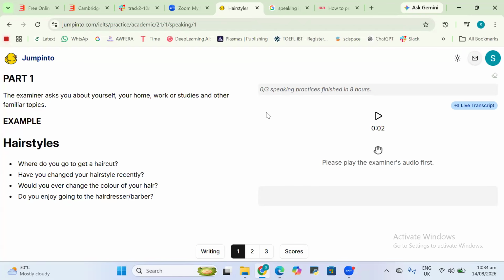Okay, you can go ahead. I would not like to change the color of my hair because it is a very... Can I repeat the question? Sorry. Would you ever... Would you like to change the color of the...?